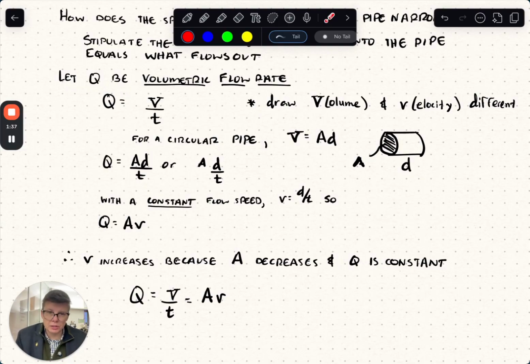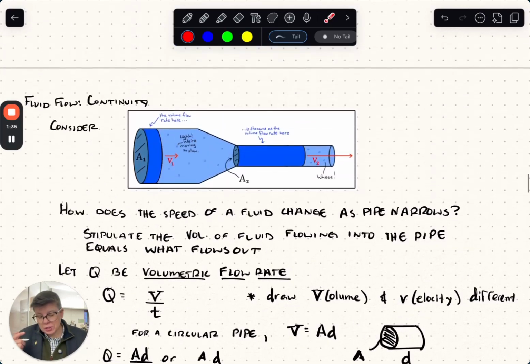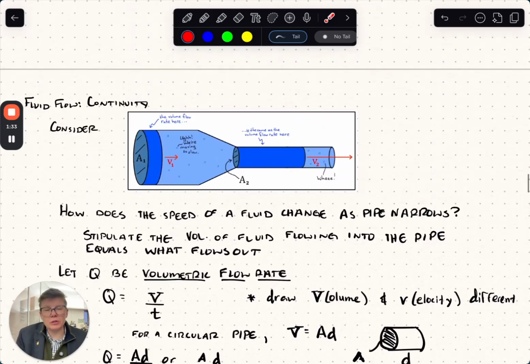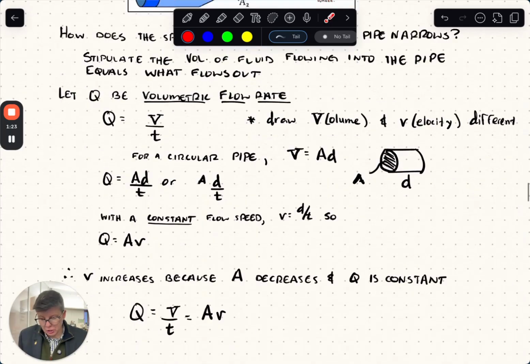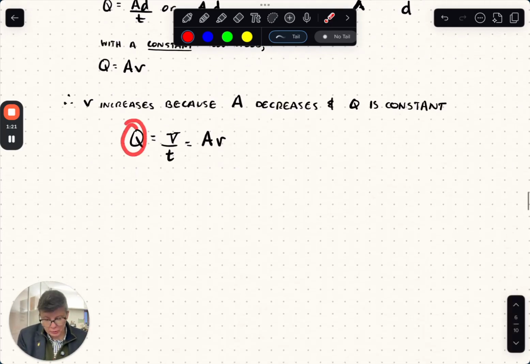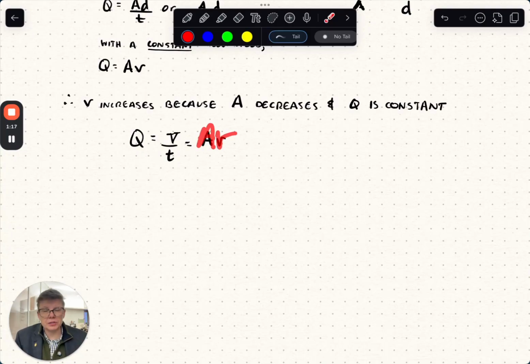So remember we started this discussion with we're going to assume that the volume of fluid flowing in equals the volume flowing out. In this picture, I've got a pipe that gets narrower. Cross-sectional area gets smaller. That means the velocity of the fluid has to go up because volumetric flow equals area times velocity. If one goes up, the other's got to go down.